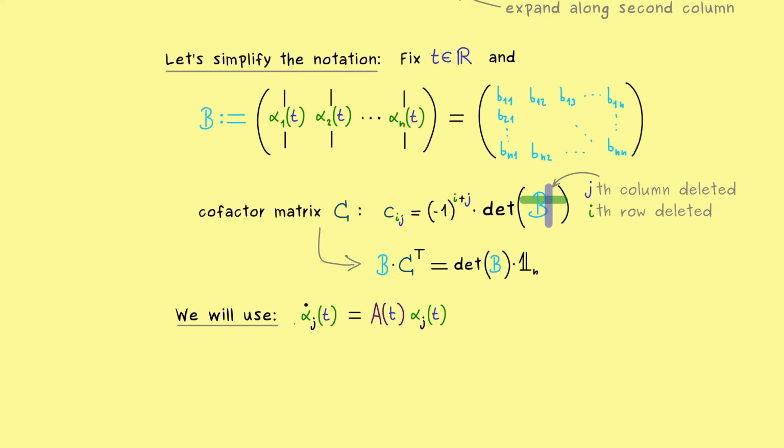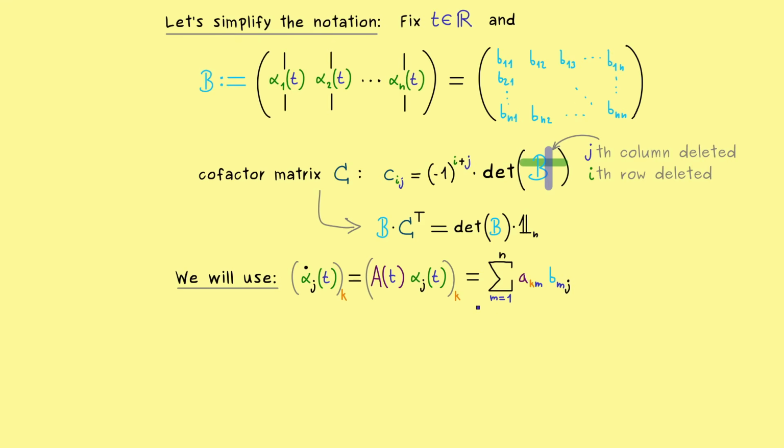And now for us it will be easier to look at the entries of this vector, so let's go to the kth component. And then the matrix vector multiplication can be written as a sum. And there let's say that the entries of our matrix A of t are denoted by Akm. And moreover, please don't forget that the entries of our alpha j vector are given by the column in the B matrix. This means the second index is our j and the first index is m. Okay, so now you see that the derivative of our alpha j is just written as a matrix product.